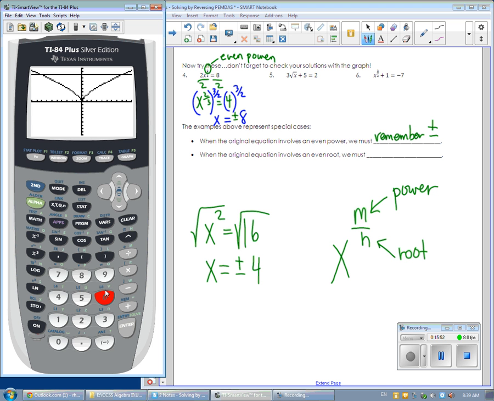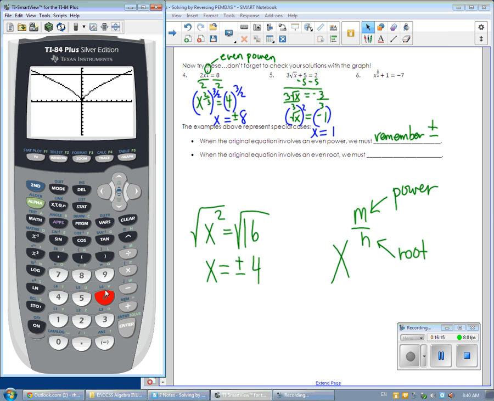Let's take a look at number 5. We've got 3 times the square root of x plus 5 is equal to 2. We're going to subtract 5 from both sides, and that gives us 3 times the square root of x is equal to negative 3. If I divide both sides by 3, we get that the square root of x is equal to negative 1. Then to undo the square root of x, I'm going to square both sides, and I get that x is equal to 1.